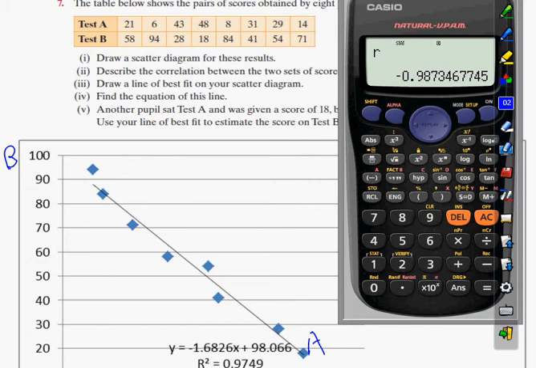So basically, it's almost like the better you do at test A, the worse you do at test B. Or the better you do at test B, the worse you do at test A.